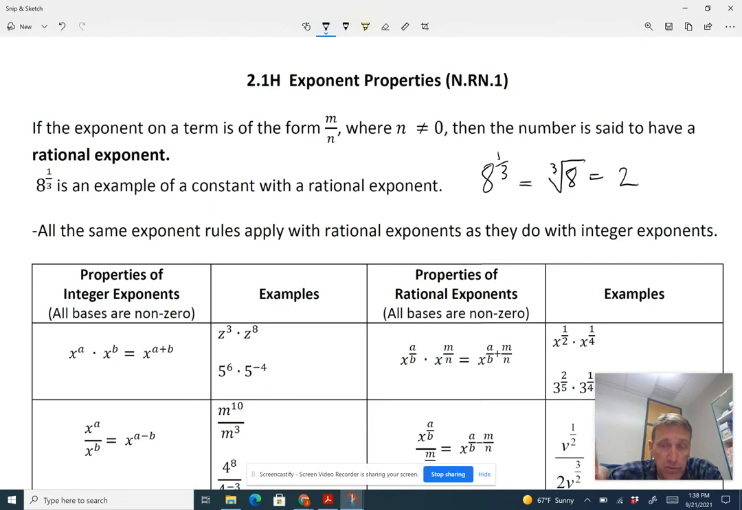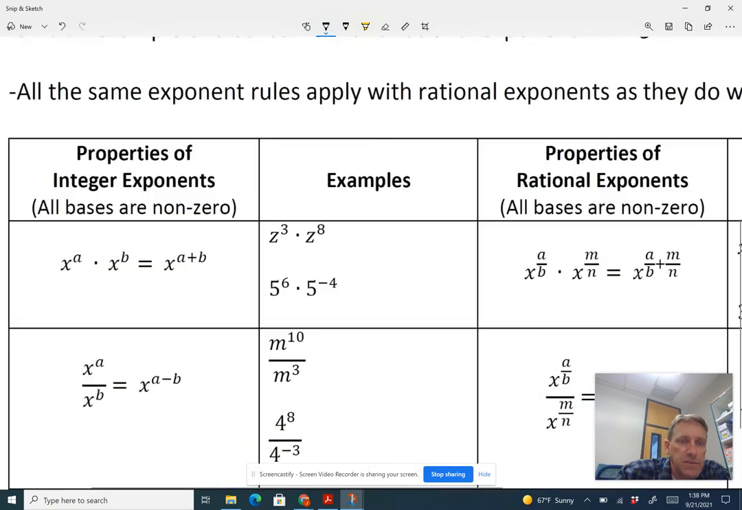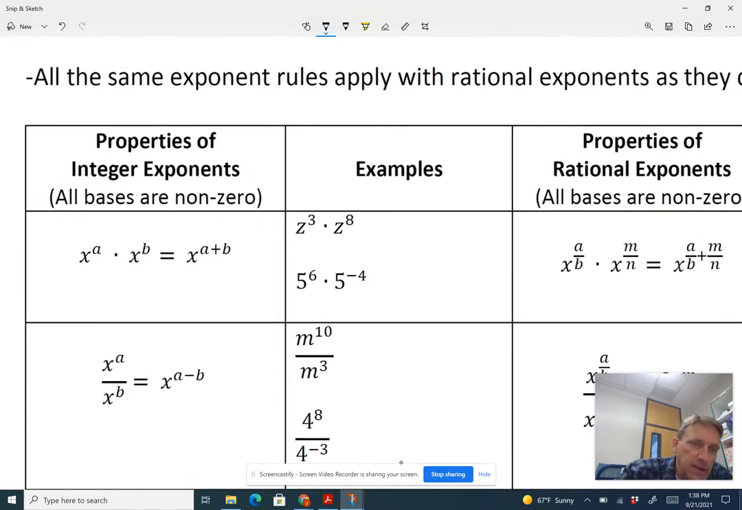Because 2 times 2 times 2, the number multiplied by itself 3 times, is 8, and so that's 2 cubed, which is 8. All the same exponent rules apply with rational exponents as they do with integer exponents. So let's see some examples here. X to the a times x to the b is equal to x to the a plus b. If you multiply like bases, you add the exponents. So z to the third times z to the eighth, that's z to the 3 plus 8, or z to the 11th power.